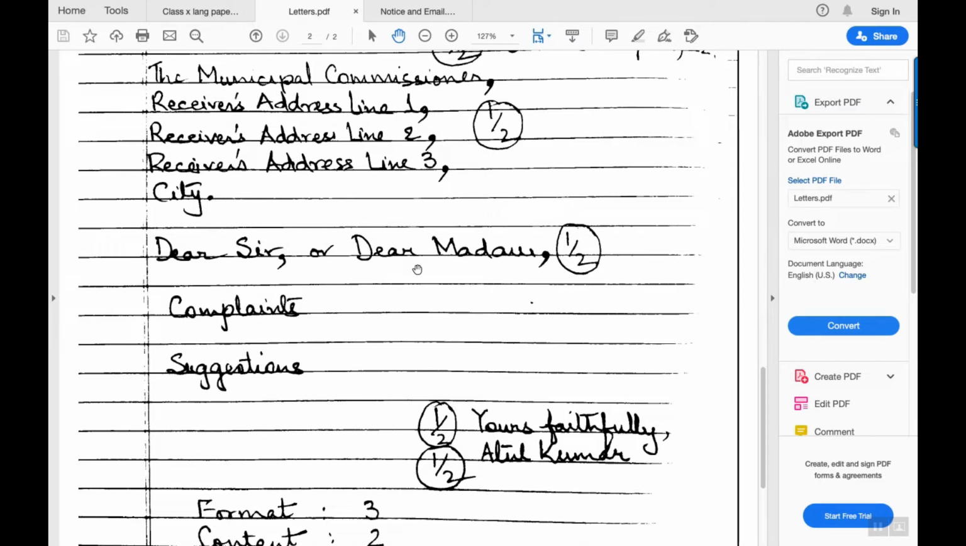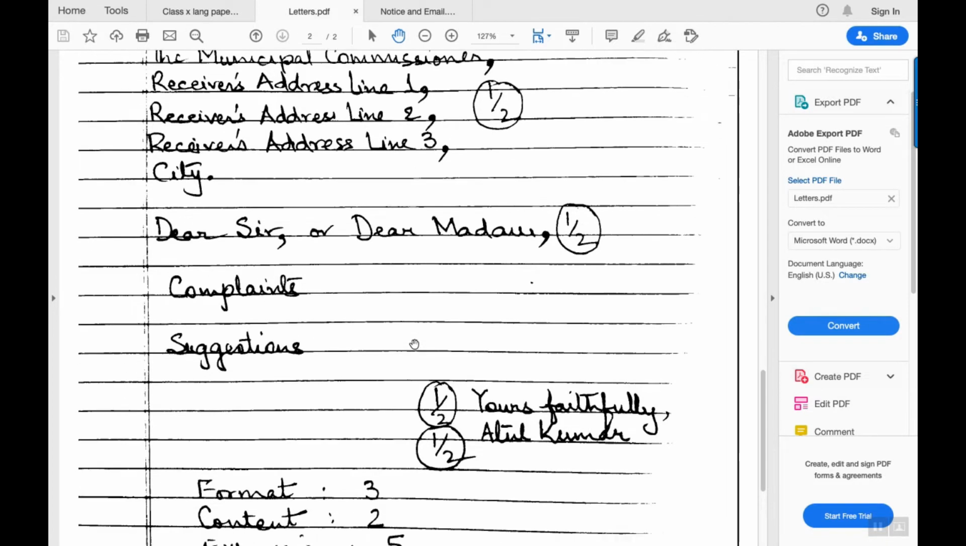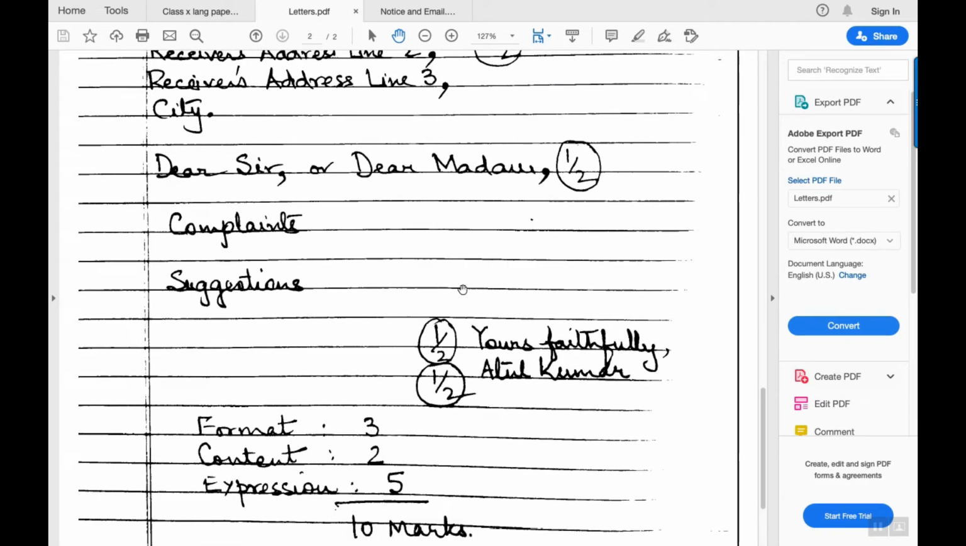Now, when you're talking about the body, first you will write what is the issue, means what is the problem, like I have written here in this dummy letter as the complaint. So what is the issue, what is the problem that you are trying to talk about, and then give some suggestions. This is what a letter to the editor is. Now, how do we end it? Yours faithfully.